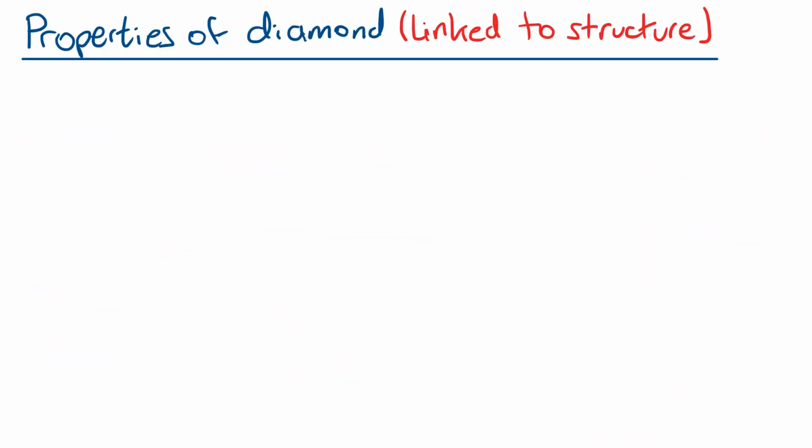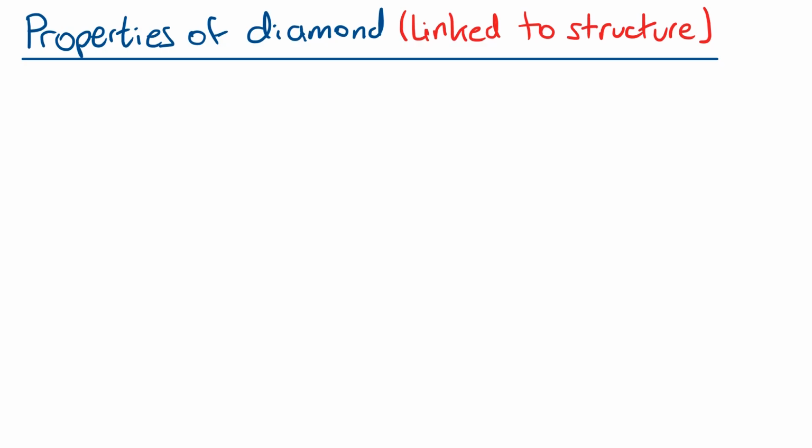Let's now try and explain the properties of diamond by talking about its structure. Now, properties are what you can say about a substance. The structure is how the atoms are joined together and how they're arranged. So I've put them in 2 different colours so you can make the distinction between a property and the structure.